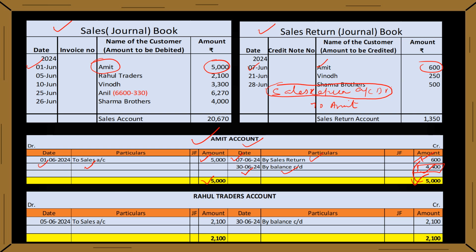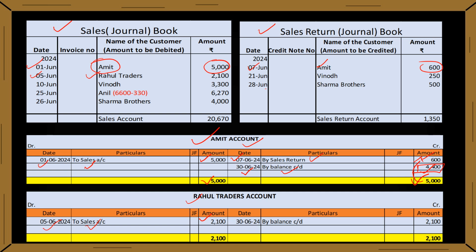Okay. Next, in the sales journal we have Rahul Traders. The date is 5th June. What is the journal entry? Rahul Traders to sales. So in the journal entry we have credited sales. In the ledger account of Rahul Traders on 5th June 2024 we are going to debit sales, to sales account 2100. There is no return from Rahul, so no ledger posting is to be done for returns.